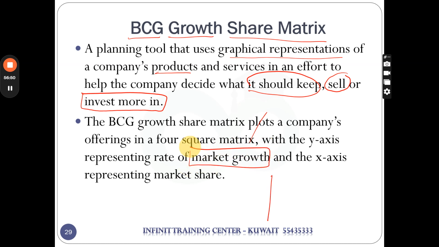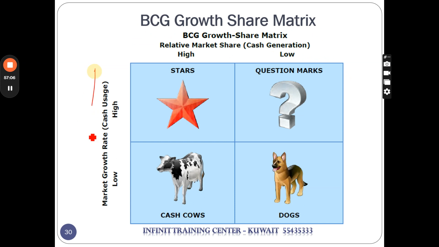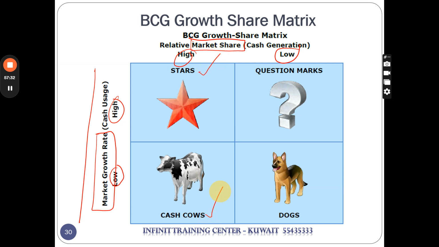So in the y-axis you will have market growth, and in the x-axis you will have market share. So we will see this in the coming slide. You can see here, this is the y-axis, and here what you have is market growth, and here this is market share. And you can see here growth low, growth high, share high, share low. So you will categorize your products into these 4 categories. These are stars, cash cows, question marks, and dogs.